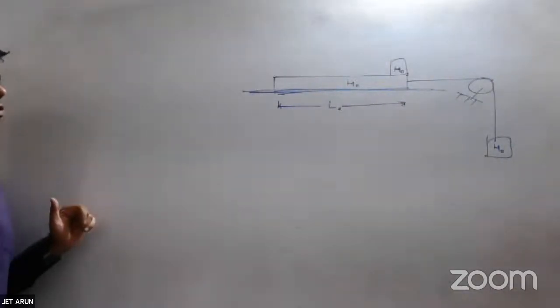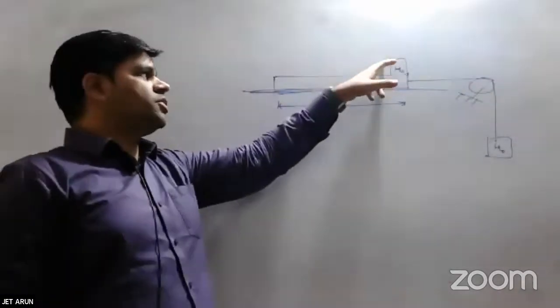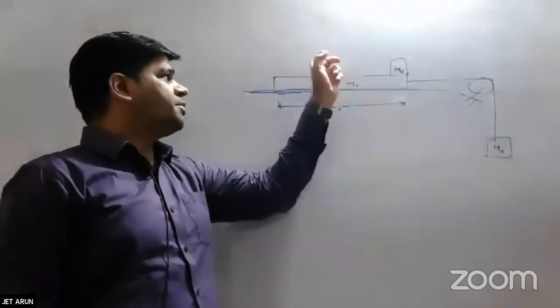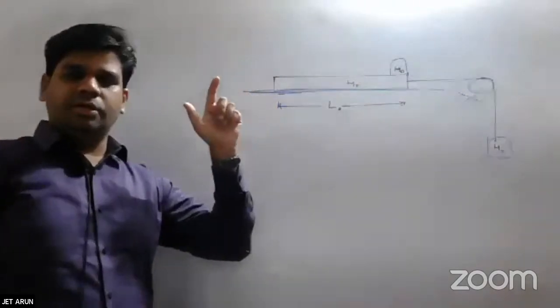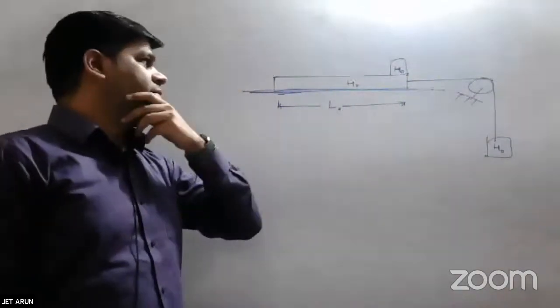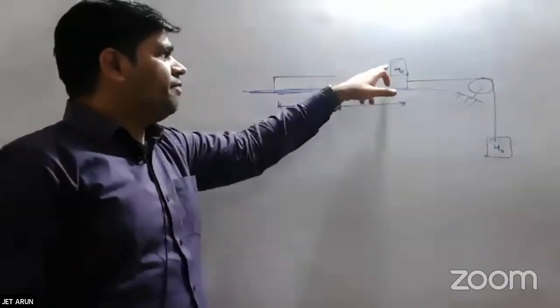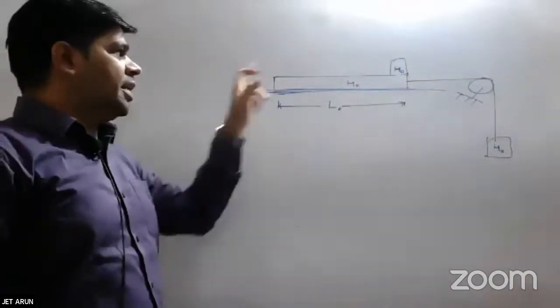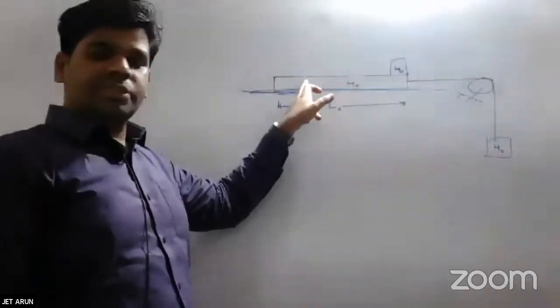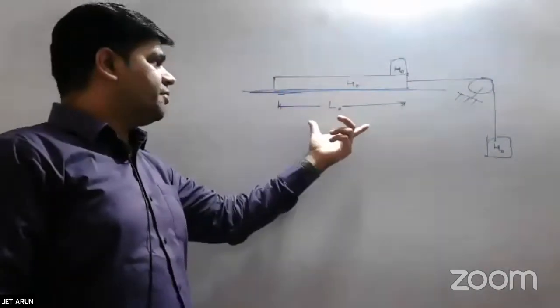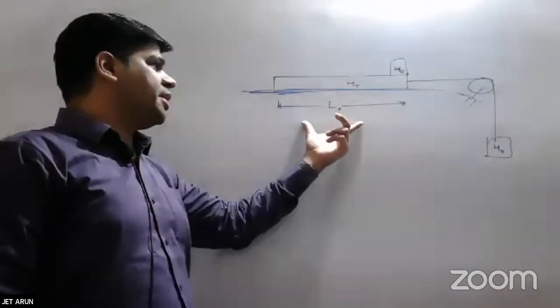Before that, I want the acceleration of the small block with respect to ground, and the acceleration of the block with respect to the plank. That's the first question I want you to answer first. These two things are required first. Then the time required to fall off the plank, where the length of the plank is L.